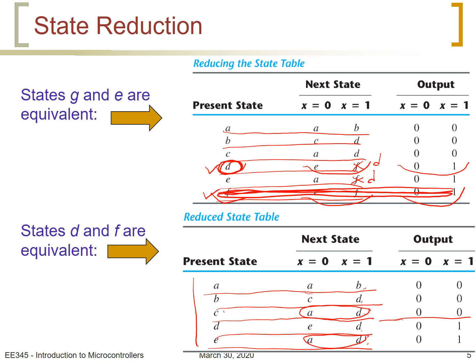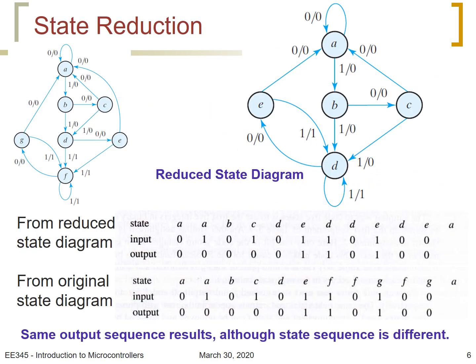Are these equivalent? No, because the outputs are different. The outputs here are 0 and 0, and the outputs here are 0 and 1. Therefore, this state table actually is the reduced one. We cannot reduce it further. Now, for this state, I'm going to draw the reduced state diagram actually, which is derived from this table.